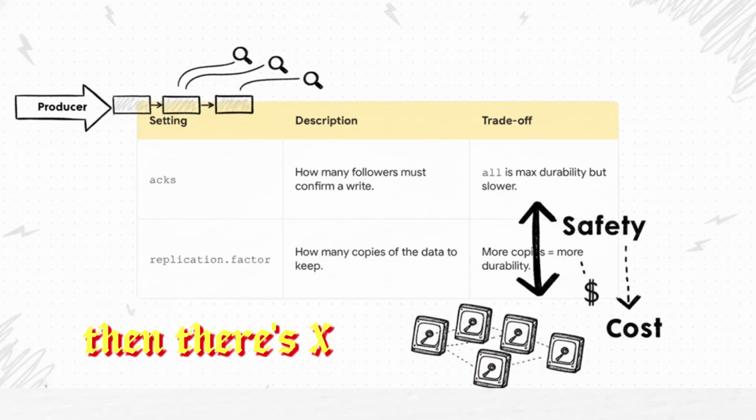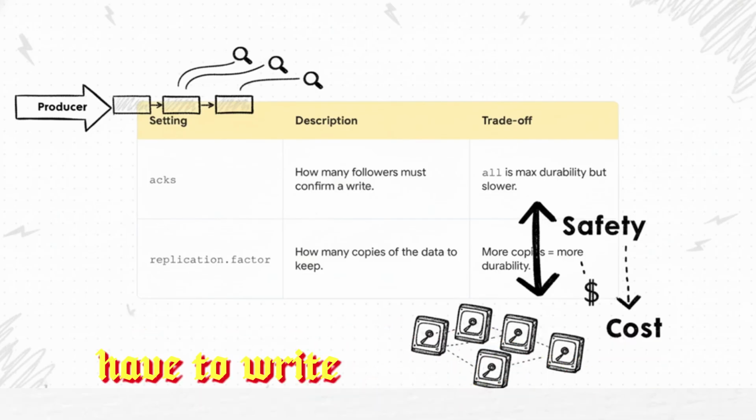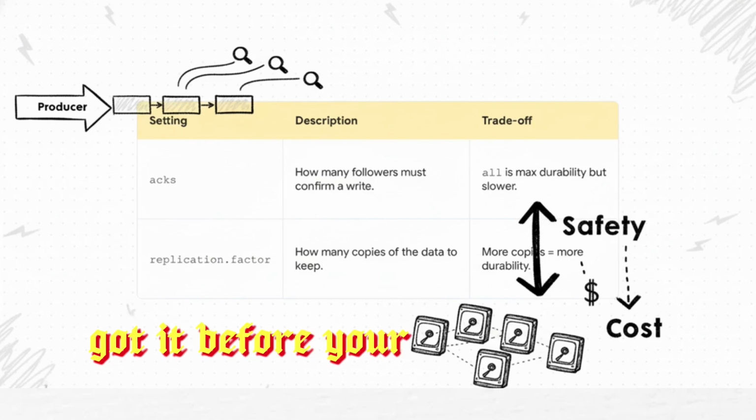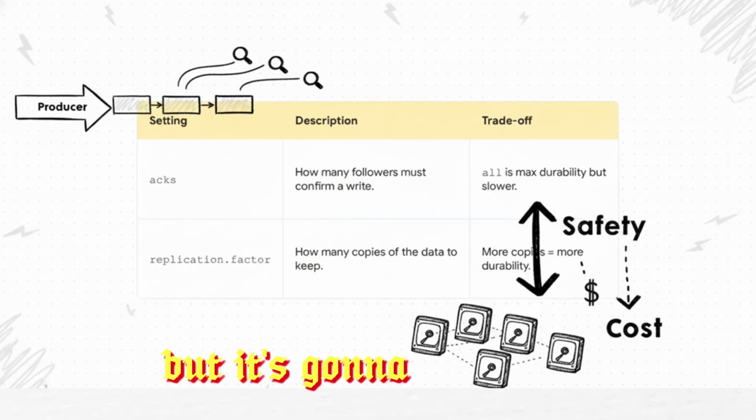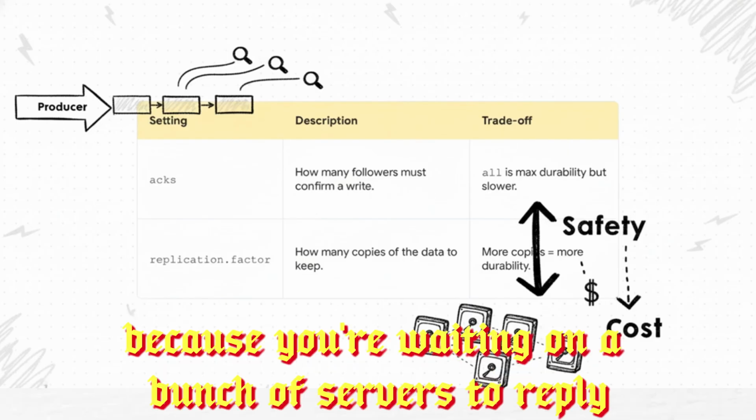Then there's acks. This controls how many of those copies have to write back and say, "Yep, got it," before your producer can move on. If you set acks to all, you get maximum safety, but it's going to be slower because you're waiting on a bunch of servers to reply.